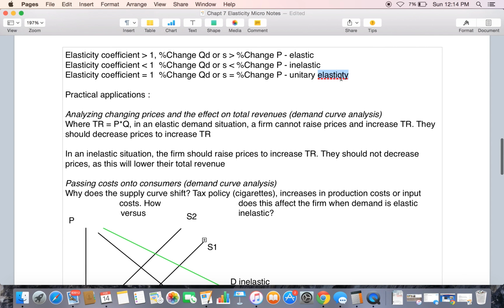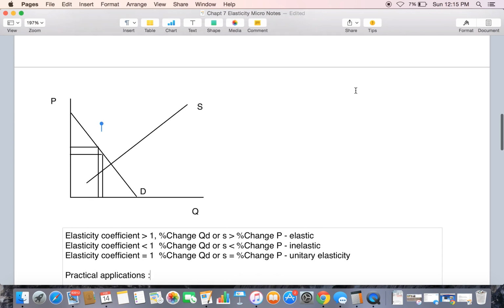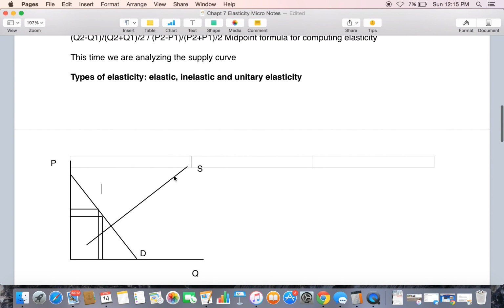Oops, sorry, spelling. Okay, supply is going to work exactly the same way. A flatter supply would be a more elastic supply. A steeper supply would be a more inelastic supply.